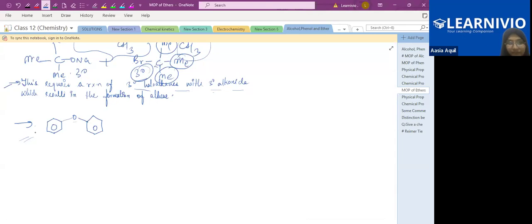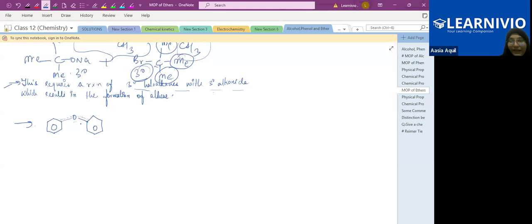Yes, Aisha. From where you will break this bond? It won't be possible. Why is it not possible? Because of resonance. Yes, very good. So here you can see it is directly attached to this benzene, so it is involved in resonance. There must be a partial double bond character, and here also. So it is not possible for this to undergo nucleophilic substitution reaction.